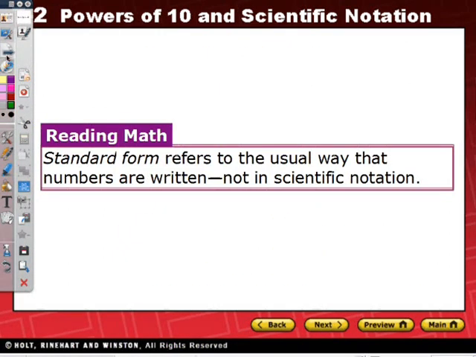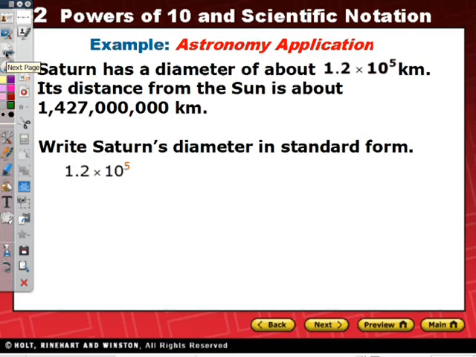You did this last year, so it should be review. We're going to do a couple problems here in just a second. Remember that standard form, that's the way we usually write numbers. Scientific notation, that's what we're talking about changing it into. So this says that Saturn has a diameter of about 1.2 times 10 to the 5th kilometers. Its distance from the Sun is about 1,427,000,000 kilometers. And we're going to write the diameter in standard form. So right there on page 96, go ahead and jot it down and give it a try.